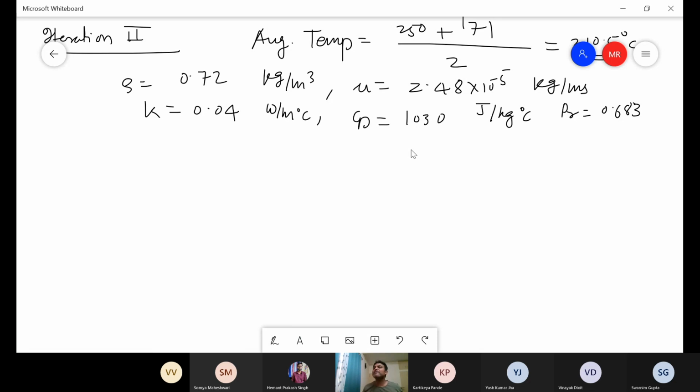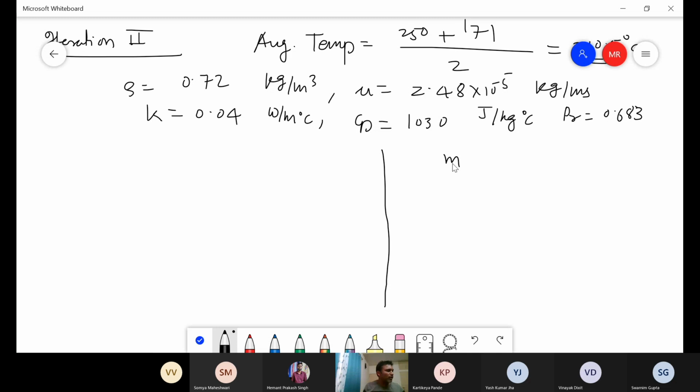But now the average temperature is reduced to 210.5, and therefore the velocity is also going to decrease accordingly as per the ideal gas law. So here what we are assuming is that the velocity is changing, but the mass flow rate is kept constant. Make a balance here. So mass flow rate is constant.